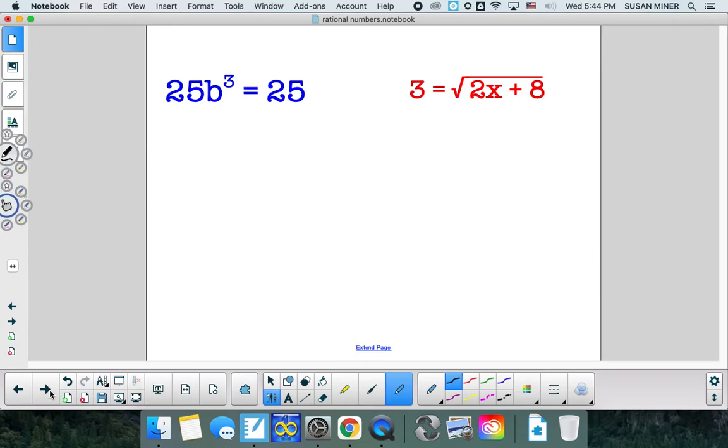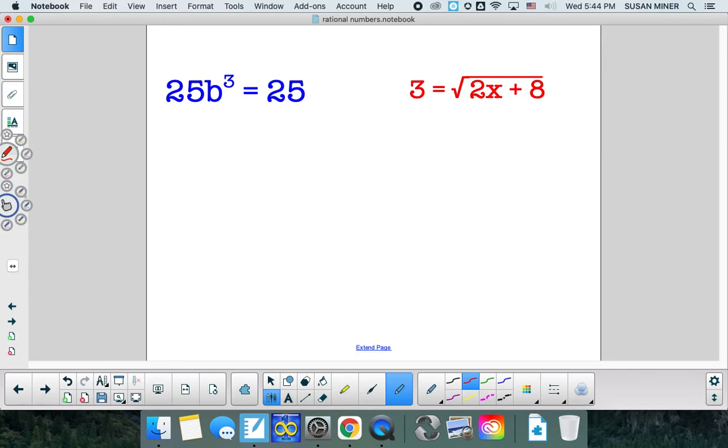Now, is it the same with a cube? Well, it wouldn't be the same with a cube. It couldn't be positive or negative because with a cube, remember, I'm going to either have all positives or I'm going to have all negatives. If I have all negatives, I'm going to have a negative answer. If I have all positives, I'm going to get a positive answer. And so with a cube, it's a little bit different. And so we don't have to say both positive and negative with a cube. We don't have to worry about that.